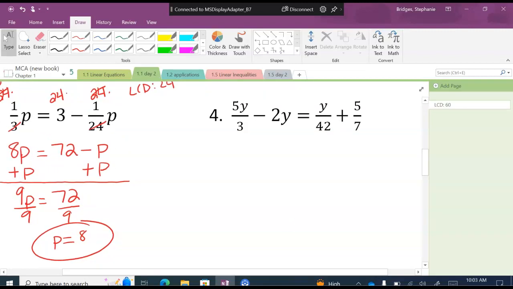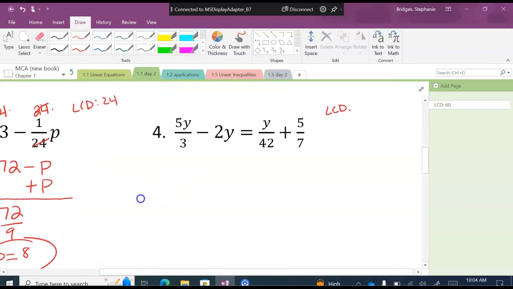With 4, we've got 3 fractions and 3 different denominators. The same method works, though. Look at the bigger one. Do the other 2 divide evenly into that one? If they do, then you can use that one as the common denominator. In this case, 42 is my larger one. 3 divides into 42, and so does 7. So we can use 42 as our LCD.